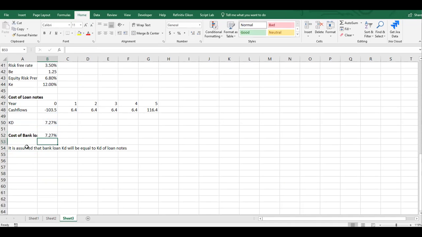7.27%, we will take this assumption. If at any time the KD of the bank loan is not given, you can take the assumption that it is equal to the KD of the other loan. Take this assumption. Does it happen like this in reality also? Yes, it can be almost like that. Both are debt, so the required return of the investor will be the same in both, and the cost is almost the same in both.